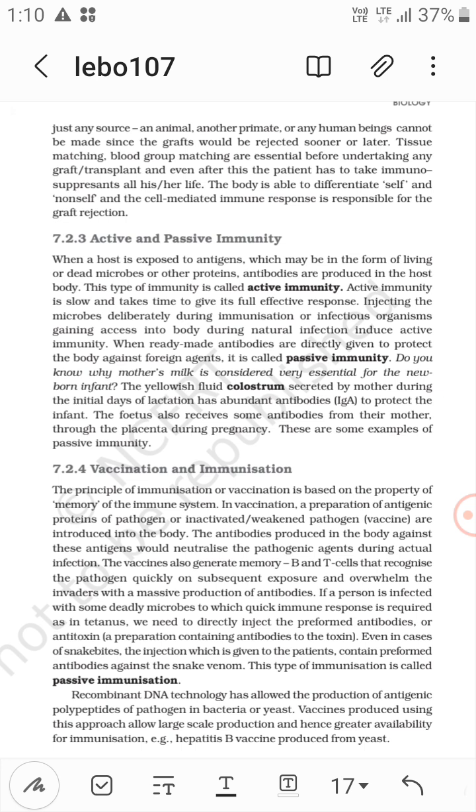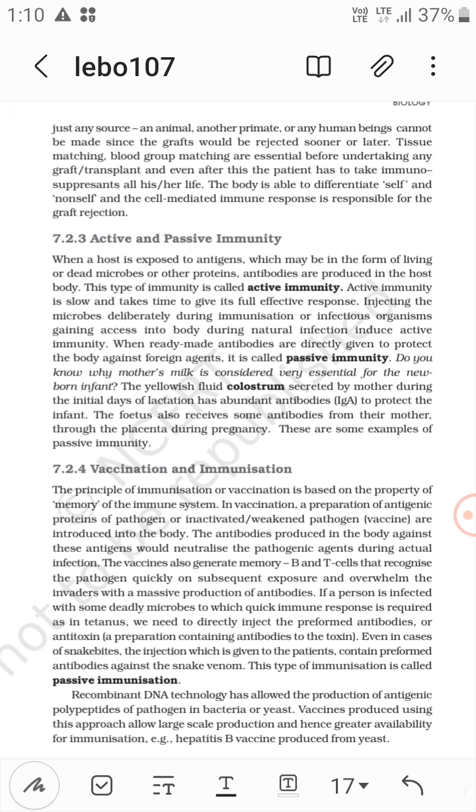So it can be like immunization, if we are injecting the microbes so that our body can actually synthesize the antibody, or it can be like natural infections. Okay, so it can induce active immunity. So when ready-made antibodies are directly given to protect the body against foreign agents, it is called passive immunity.